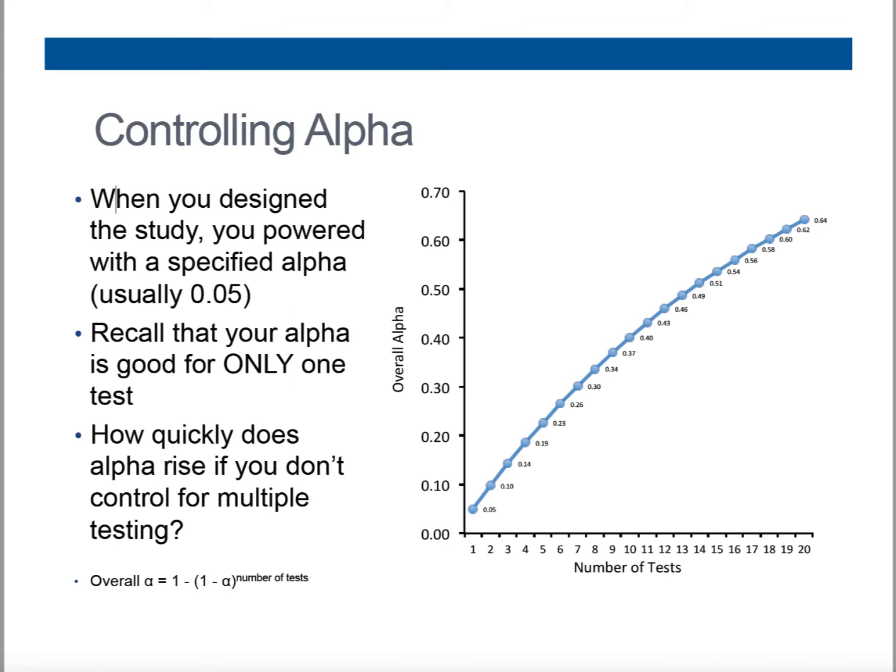A quick review. Remember, when we set up our null and alternative hypotheses, the type 1 error is choosing the alternative when the null is really true, and so we attempt to minimize that. But your alpha is good for only one test. So how quickly does alpha rise if you don't control for multiple testing? Well, you can see very quickly the alpha will go up, or the family-wise error rate or the type 1 error rate will increase quite quickly with the number of tests that you perform on your primary endpoint.